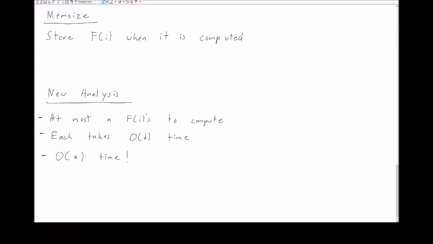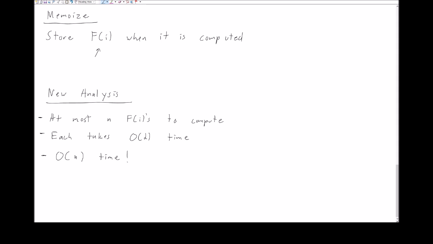The way we exploit this overlap in subproblems is by a technique called memoization. When we memoize a function, what we do is we store a subproblem whenever it's computed. In this case, every time we compute f of i, or rather the first time we compute f of i, we store it in memory so that if we ever compute it again, all we have to do is look up the value. If we do this, we can analyze the running time of our algorithm in a completely different way. Really, every time we compute one of these subproblems f of i, we never need to compute it again.